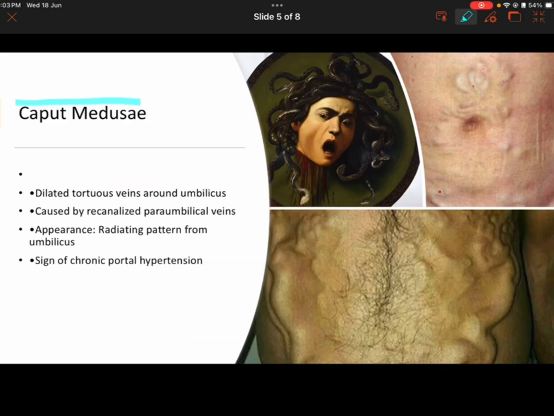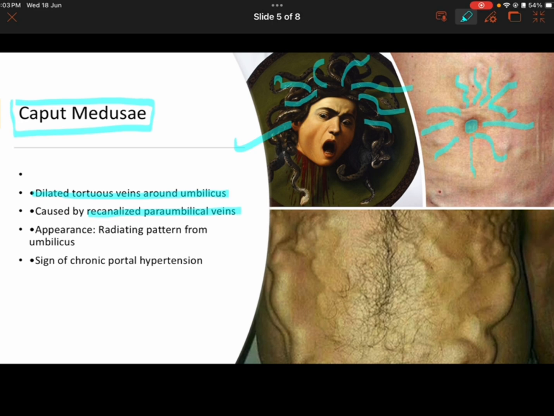So what is Caput medusa? So as you can see in the image, this is the umbilicus, and you can see these tortuous dilated veins radiating from the umbilicus, looking like this Greek character Medusa. You can see the hairs are radiating from the head and are tortuous. So because of this resemblance, this clinical finding is called Caput medusa. These are dilated tortuous veins around umbilicus caused by recanalized paraumbilical veins. This is a sign of chronic portal hypertension.